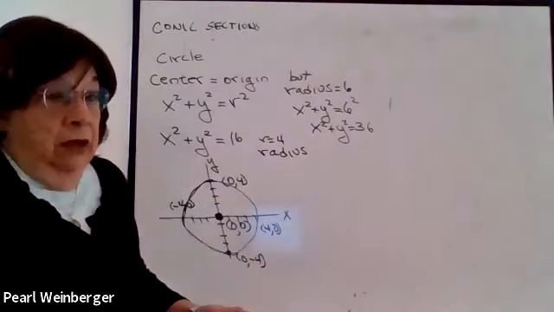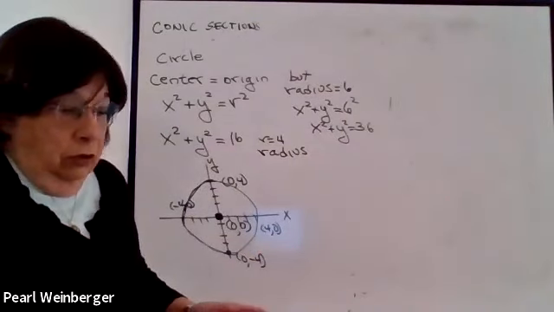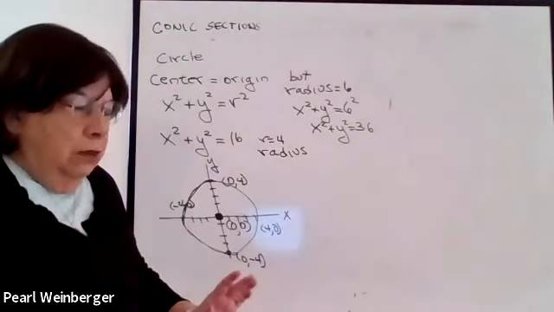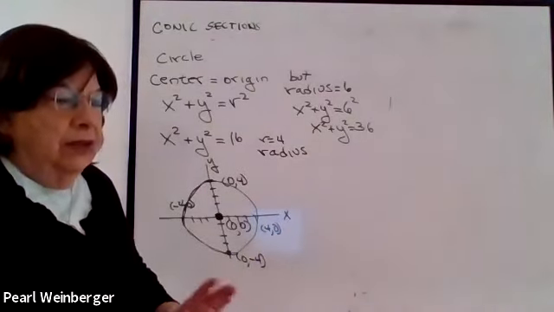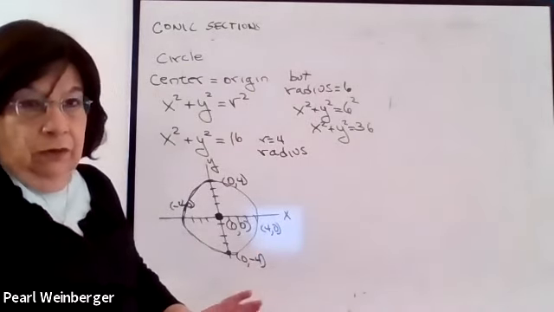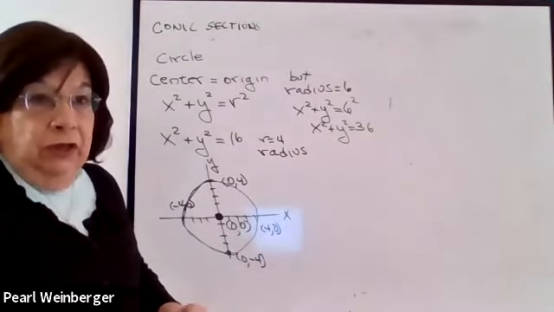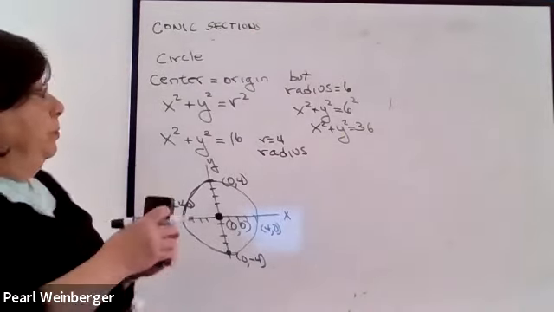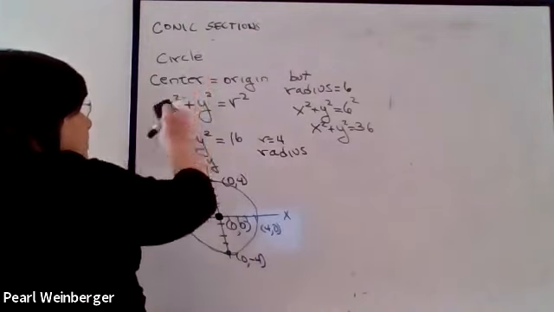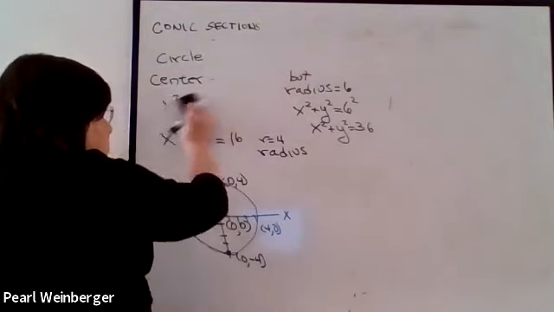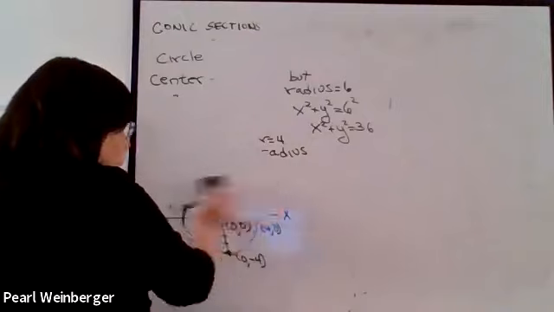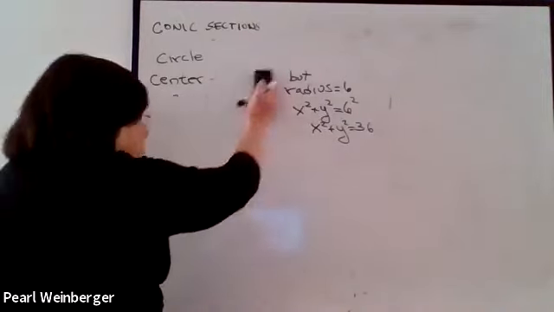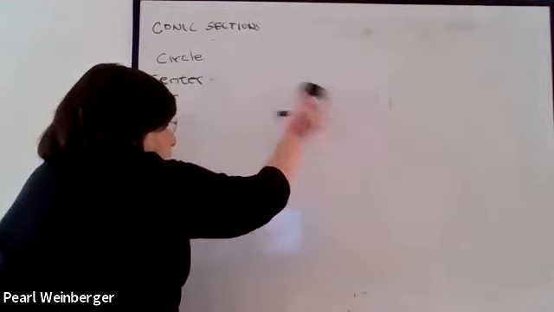Not every circle has its center at the origin. What does the equation of a circle whose center is not at the origin look like? Okay, so let's talk about this. Center is someplace else. A little bit more complicated.